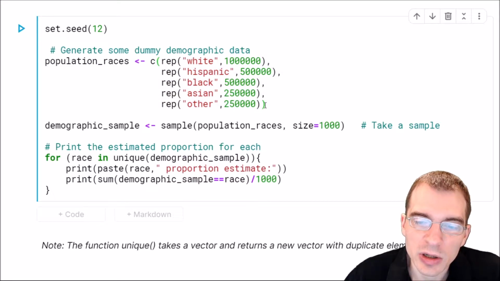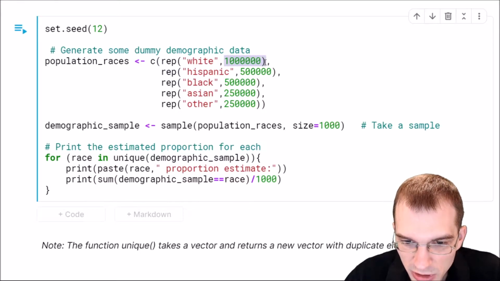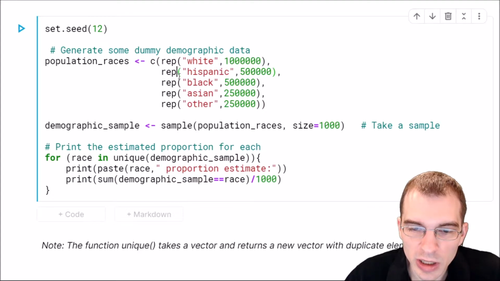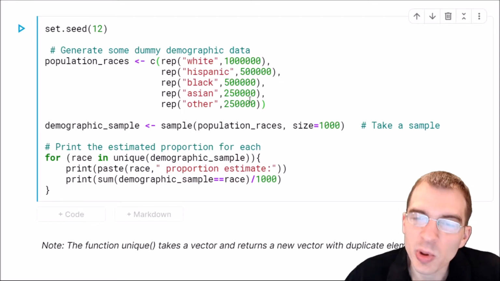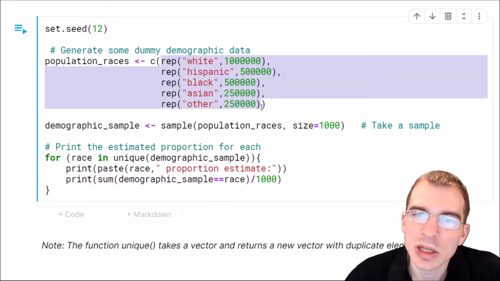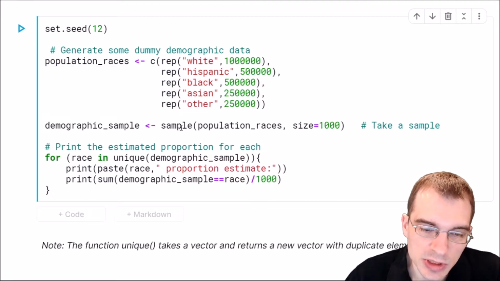And then we are going to take a sample from this data set. So our demographic sample is going to be a sample of 1,000 entries in this population. And the population has numbers according to what we generated here. So for instance, there are 1 million people classified white, 500,000 Hispanic, etc. So the proportions we find in the sample, we'd expect to conform to the proportions that we set right here, but it probably won't be exactly the same because there is some randomness involved.